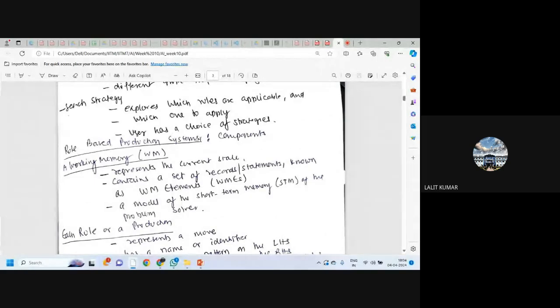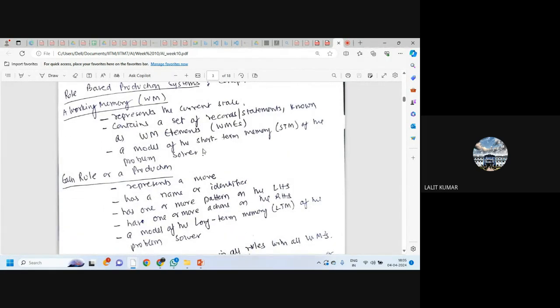In rule-based production systems, there are three main components. One is called the working memory, also known as the short-term memory of the problem solver. It contains the current state, and all the patterns inside the working memory are known as working memory elements. So there might be lots of patterns in the working memory.